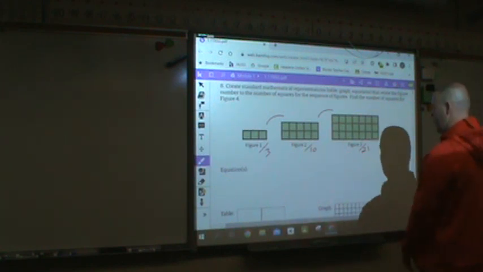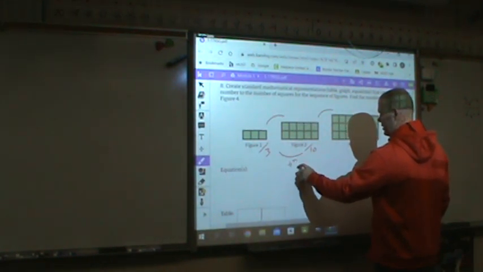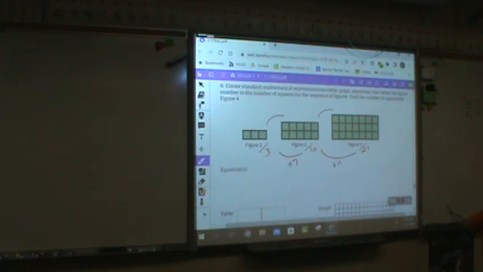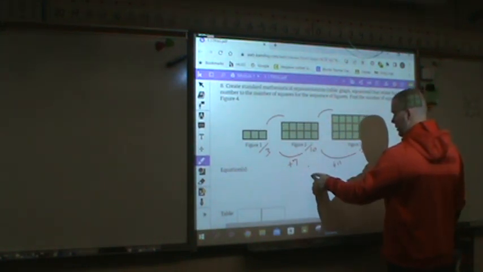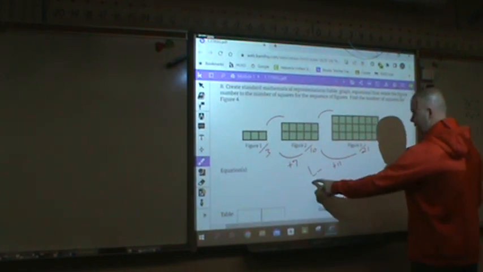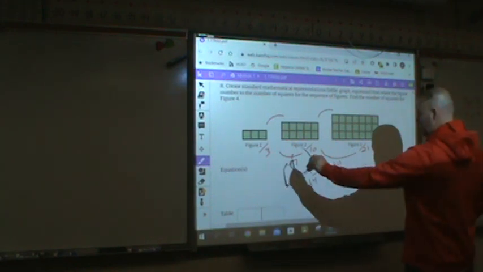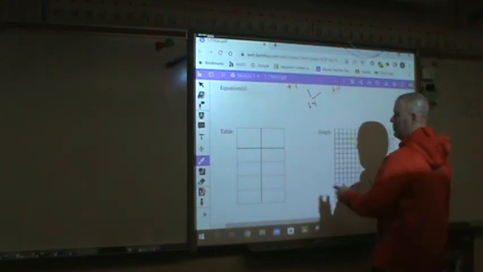So 3 to 10, how do I get there? Plus 7. 10 to 21, that would be plus 11. So we kind of see what's going on here. And I don't have another figure, but that would be plus 4. So I'm looking at this as there's no common first difference. There is a second difference, and I could also utilize that in my table, all right?